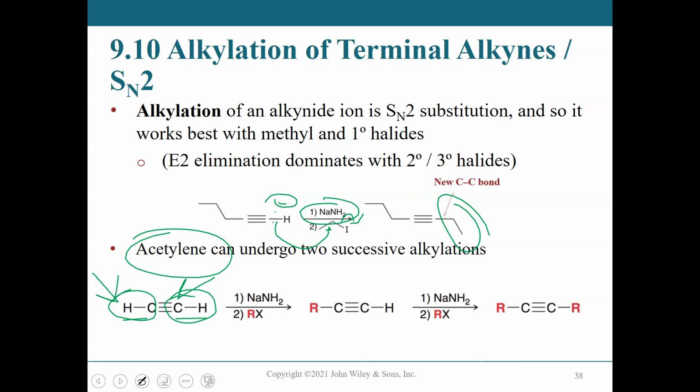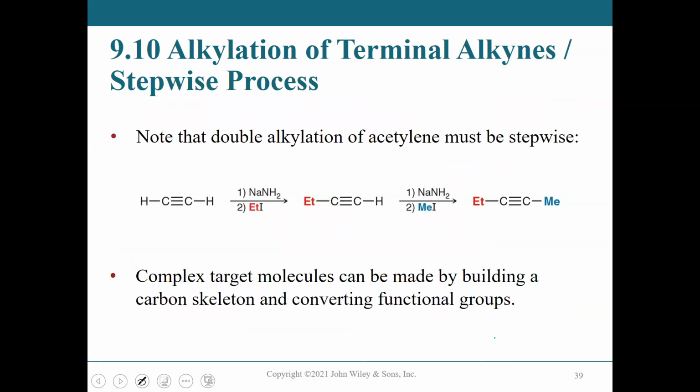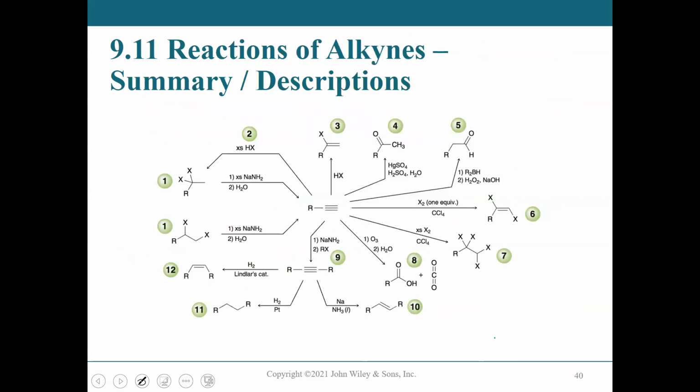You have acetylene, you deprotonate it with sodium amide, then you add the first alkyl halide. Now you deprotonate the other alkyne, and then you add a second alkyl halide. You can get two R groups attached to the acetylene. And so that's why acetylene is so convenient in terms of synthesis. Here's an example with a real molecule. Complex target molecules can be made by building a carbon skeleton that you convert into a functional group.